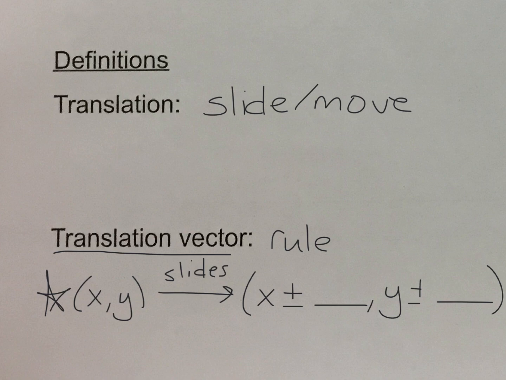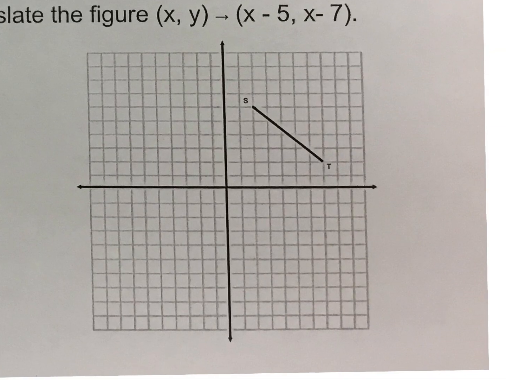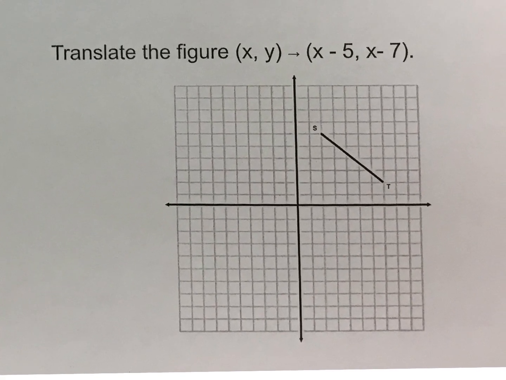Okay, so let's look at that next slide here. It gives us a vector. We're going to use that vector. We're going to change it into words. Okay, so what direction does x move? Left, right, up, or down? Left, right. X is left and right. So -5, what direction are we going to go? We're going to go left. Yep, so left 5 is our rule for that one.